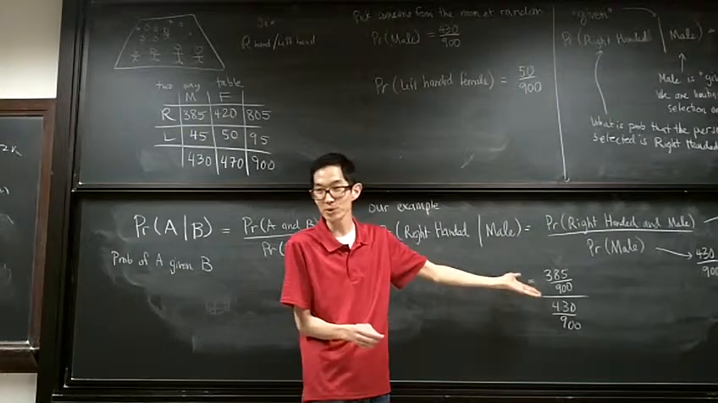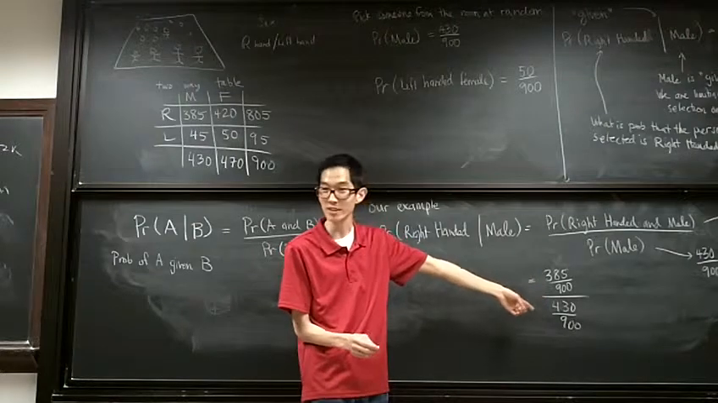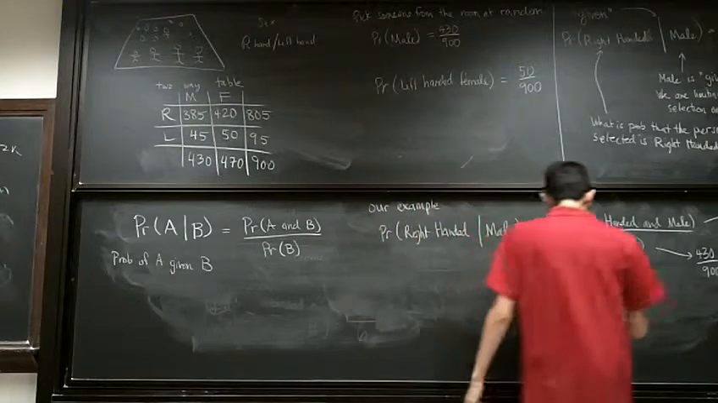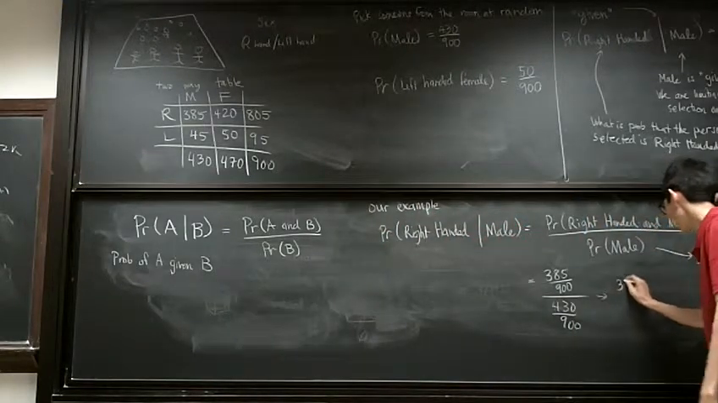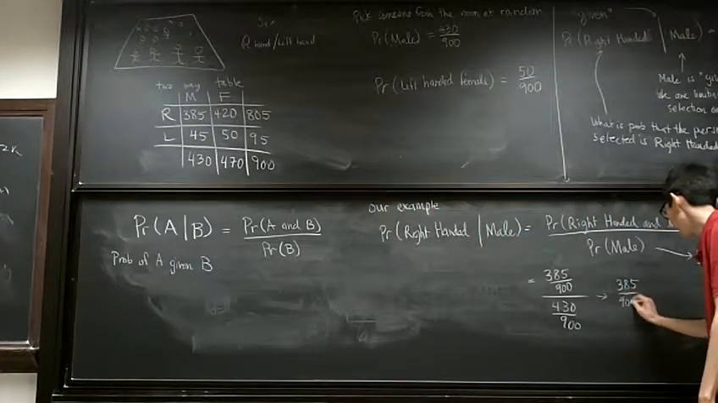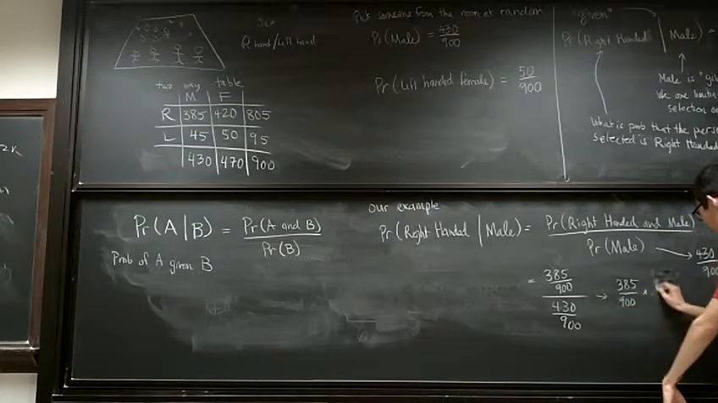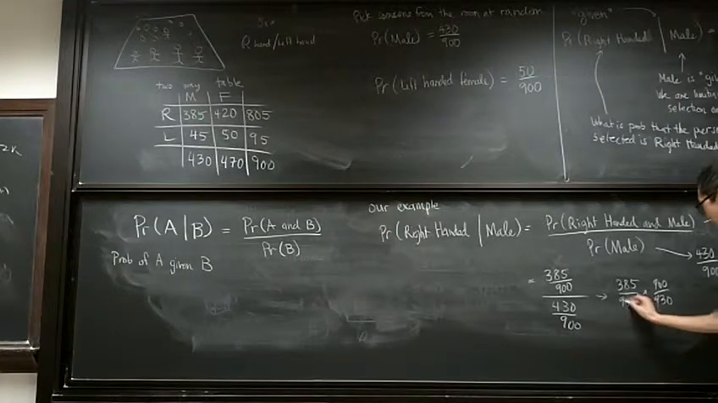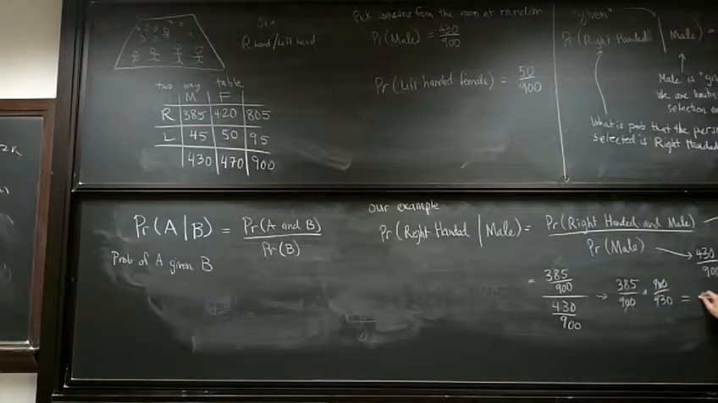All right. Do you guys remember your rules of fractions, and what do you do with something like this? Yeah, you take this one, so this one becomes 385 out of 900 times, and then you flip this bottom one, you get 900 over 430, right? Is that good? And then you do this, and you get 385 out of 430. Which is exactly what we did up there. Okay?